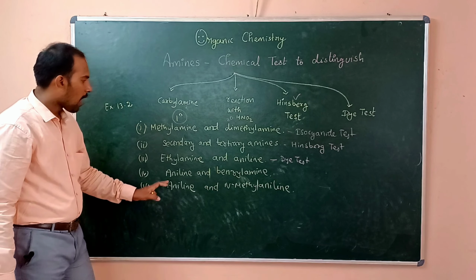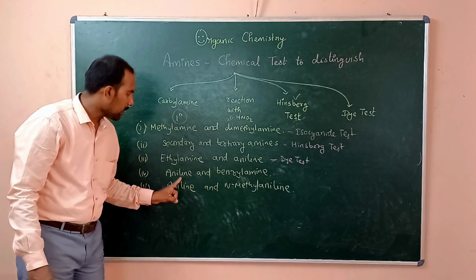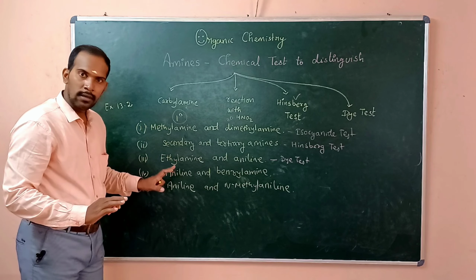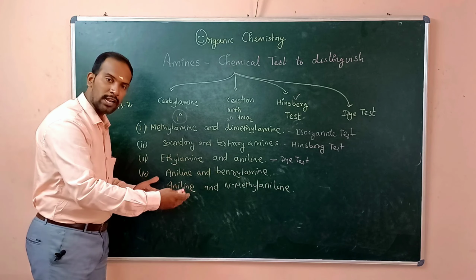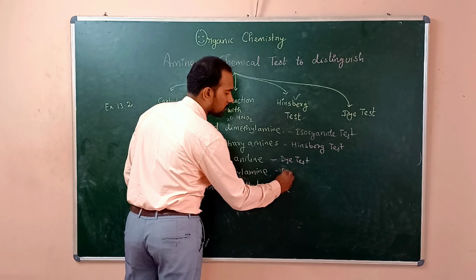And one more, aniline and benzylamine. Both are primary amines, but aniline is an aromatic compound. Okay. அப்போ carbylamine test யூஸ் பண்ண கூடாது. ஏன்னா ரெண்டுமே primary amine. ரெண்டுமே ஆன்சர் பண்ணும். அப்போ we have to use only dye test.